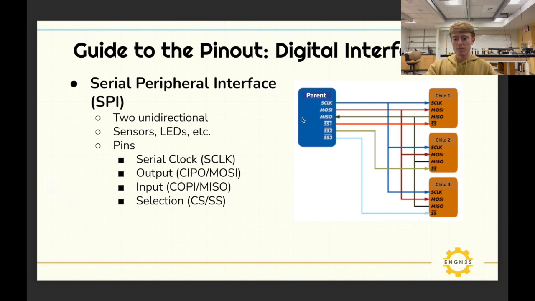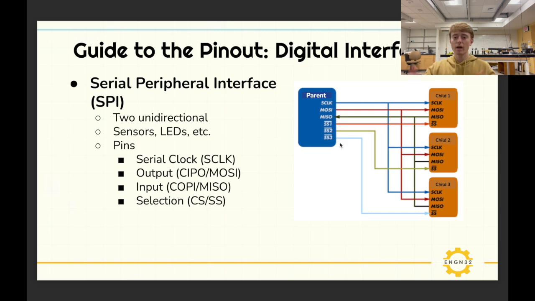So to explain that a little bit, so we've got the parent device over here. This MOSI pin right here is my output, okay, from the perspective of my parent device. So the MOSI goes as an input into the child right here. Okay, and then MISO is going to be my input for my parent, which is the output for my child.